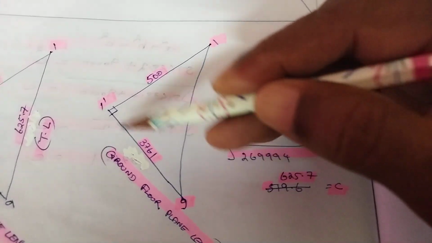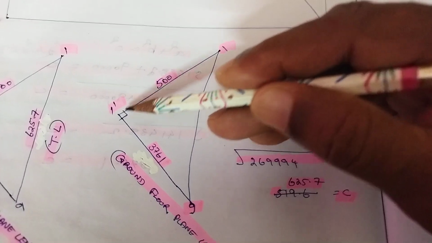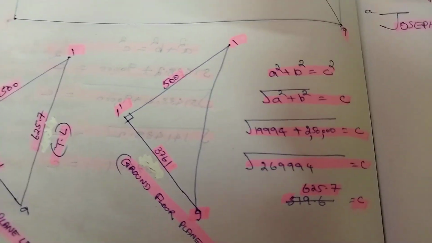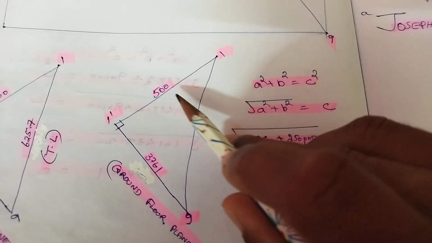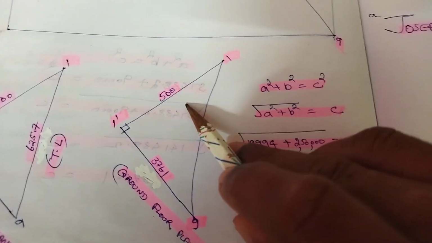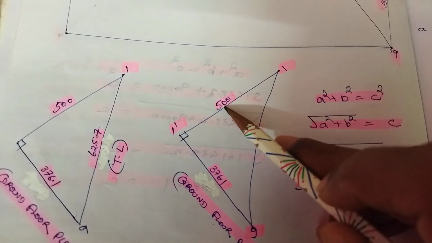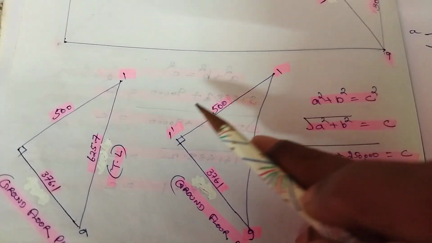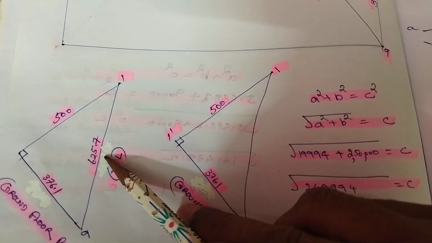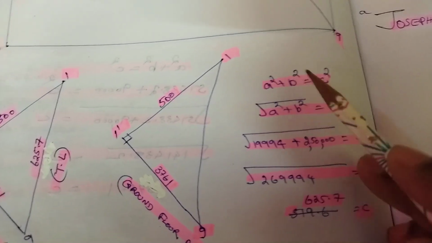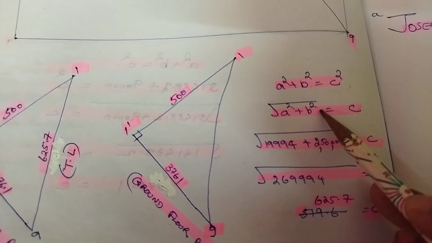From the ground floor plane length, a 90-degree line has to be drawn upward. That has to have a length of 500, because 500 is the vertical height. Using these two, we will get 625.7. How will we be getting it? There also we have to use the formula a square plus b square is equal to c square. C is equal to root of a square plus b square.